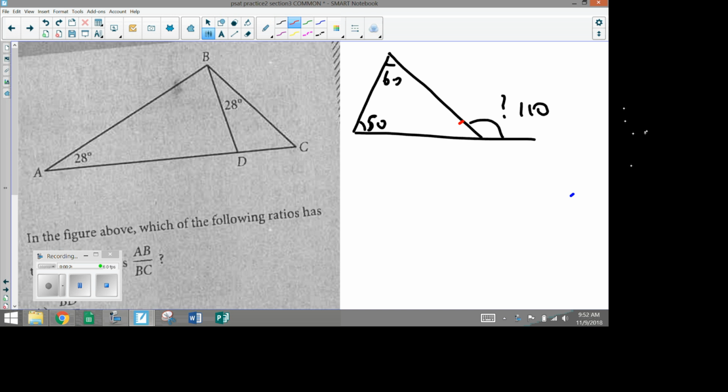You're just trying to find this one and doing the math: 60 plus 50. You're doing this, and that's why it's taking that much time. The sum of the interior angles of a triangle is 180 degrees. When I subtract two of them, which is 110, it's going to be 70.